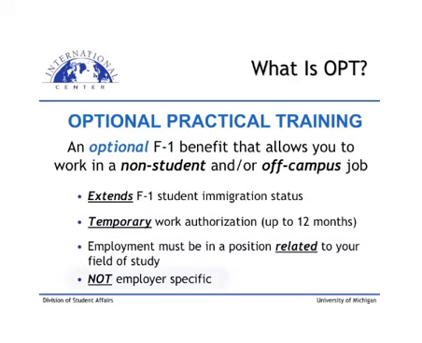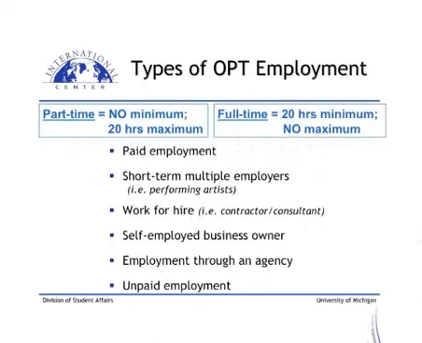Your OPT authorization is not employer specific. This means that you can work for any employer as long as the position is related to your field of study. You can also work for multiple employers at the same time as long as you make sure that the cumulative hours that you work are a minimum of 20 hours a week. You can add these hours together between multiple employers, again, as long as all of these employment opportunities are related to your field of study and you are able to provide evidence of this if ever asked.